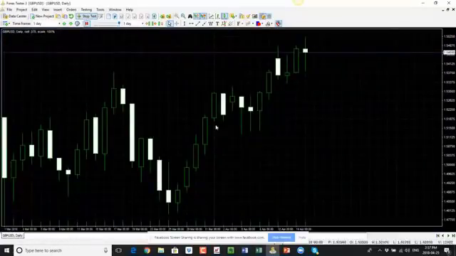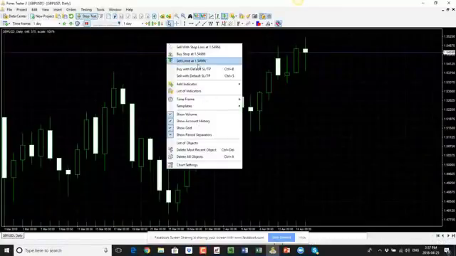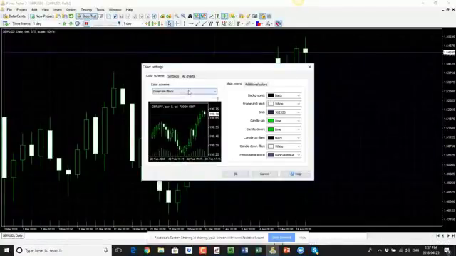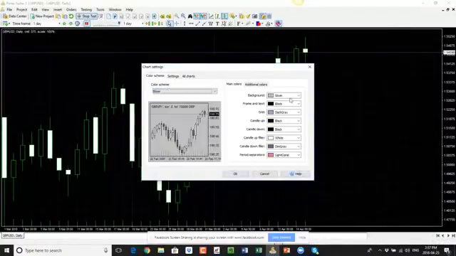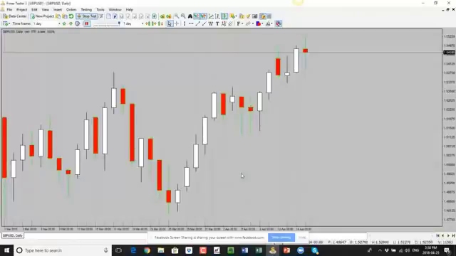As we can see here, each of these is 1 day's worth of data, and we are starting in March of 2010. So we are still in March, April. Okay, so let me quickly change the chart properties here. I don't like that black color, so I'm going to change this. The candle up will be green and the candle down will be red.